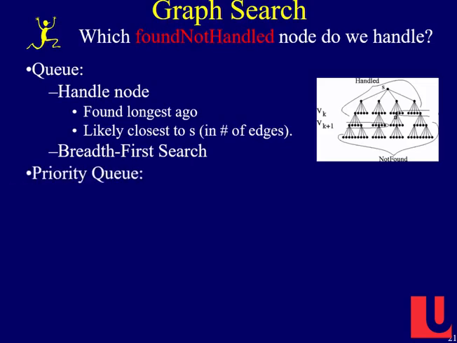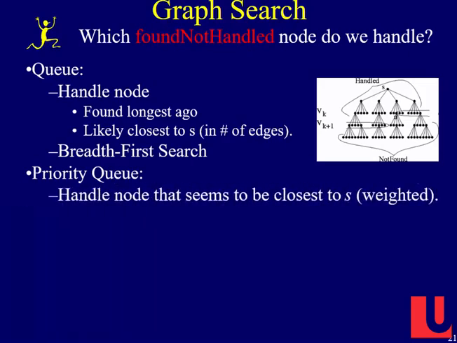We could use a priority queue, and in a priority queue, remember, every node has a priority. In this case, the priority will be, well, how close you are to S, right? So we have some sense of how close you are to S, and we'll grab the one who's closest, hopefully. And that gives us Dijkstra's shortest path algorithm.